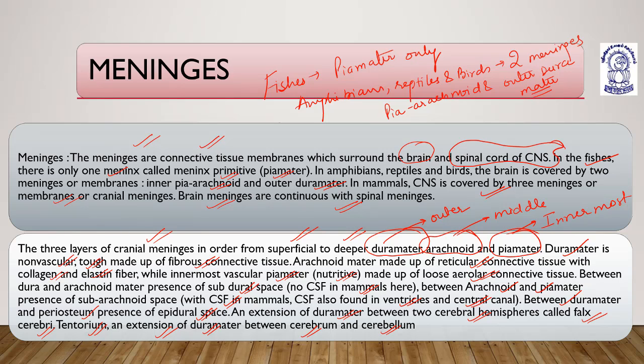So dura mater has two types of extensions. The first extension is between two cerebral hemispheres, which is known as falx cerebri, and the extension between cerebrum and cerebellum is known as tentorium. Okay, so I hope this slide is clear to everyone.